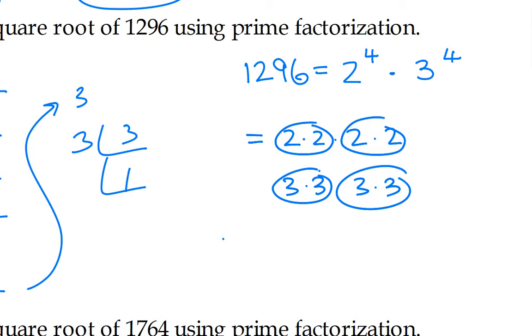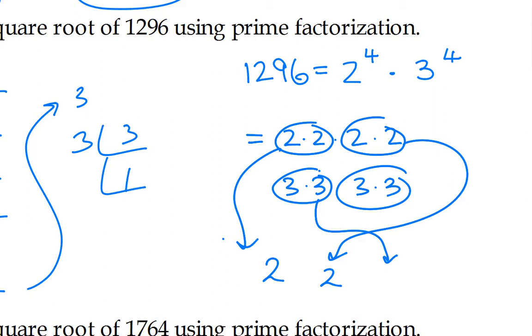Okay, so what you want to do is take a single prime out of each. So for this one, you take 1, because you just want the length, not the length and the width. For this one, you take 1. For this one, you take 1. And for this one, you take 1. Times all those up, you get 36. Check the square root of 1296. 36. Okay?